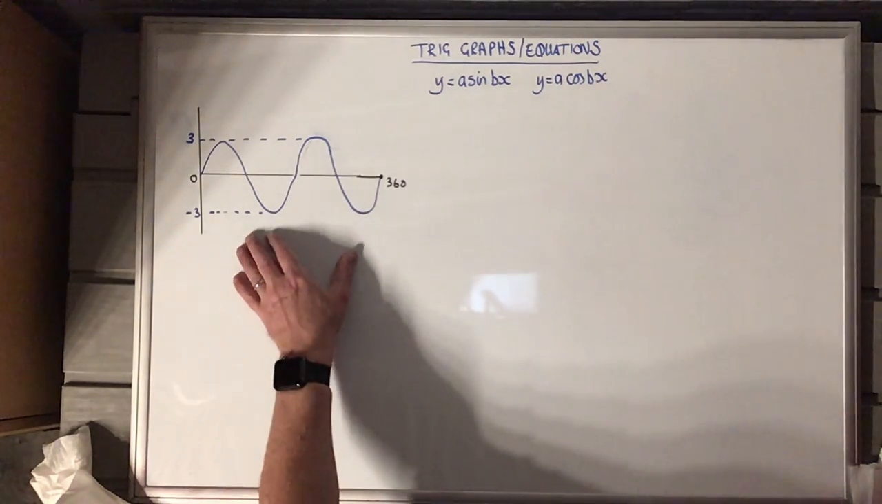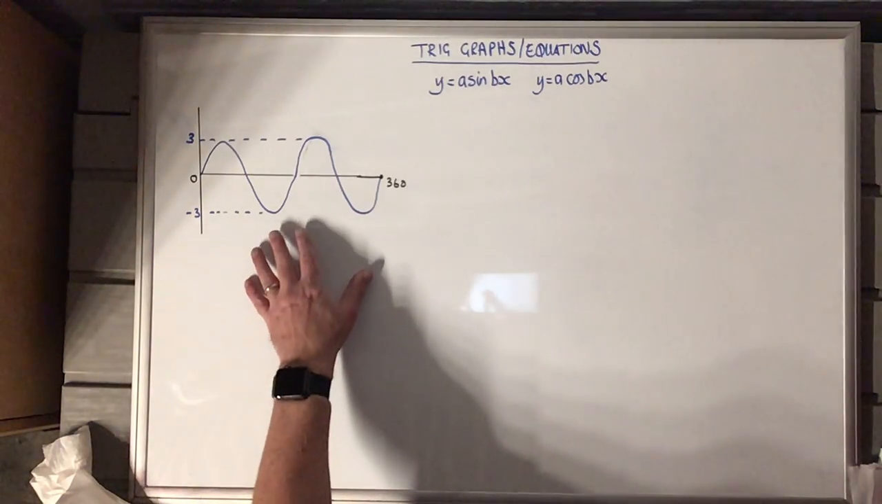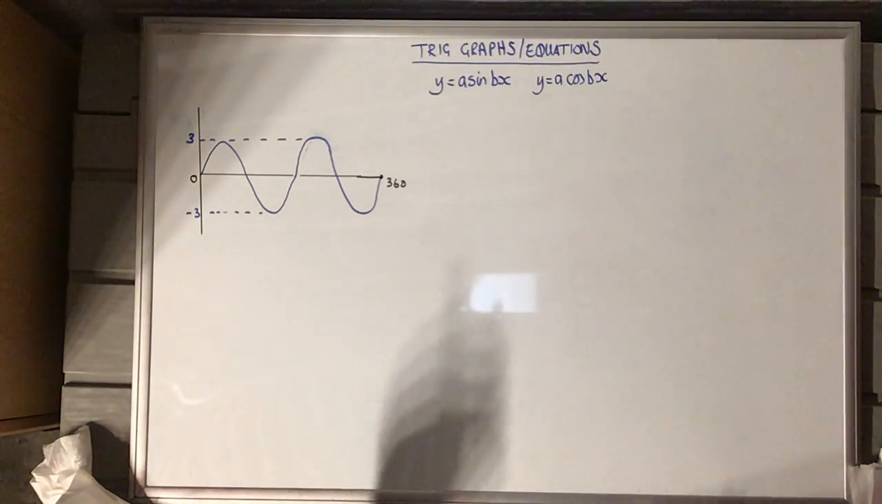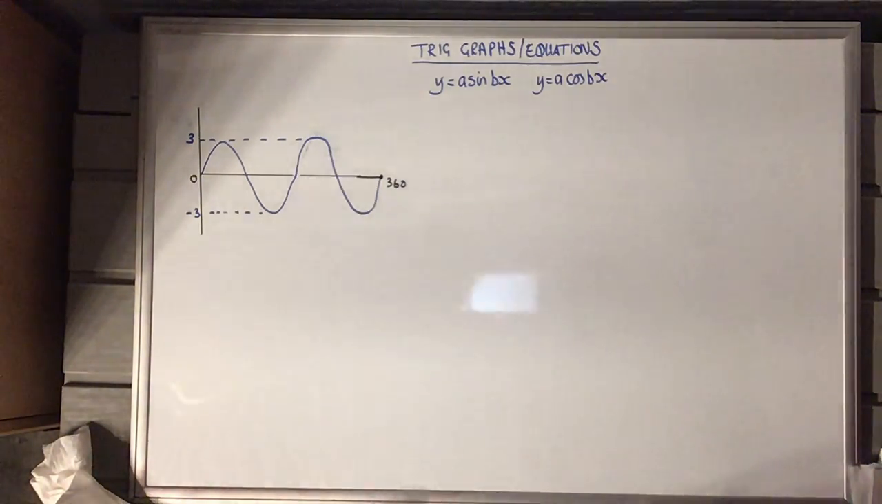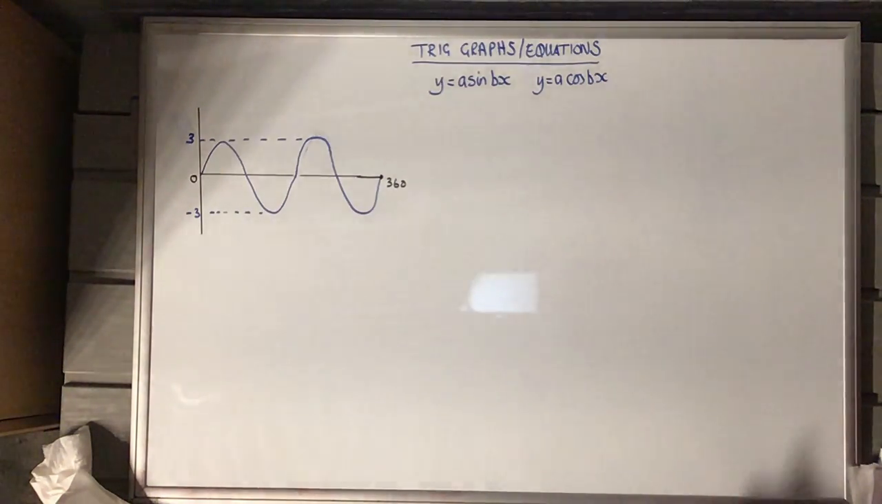And I've drawn a graph here, and it's a sine graph that I've drawn. And the question is, write down the equation of that graph that we've got there. Well, how do we go about it? Well, we just look at the videos we've done before, video 1 and video 2, and that will show you how to go about doing that.